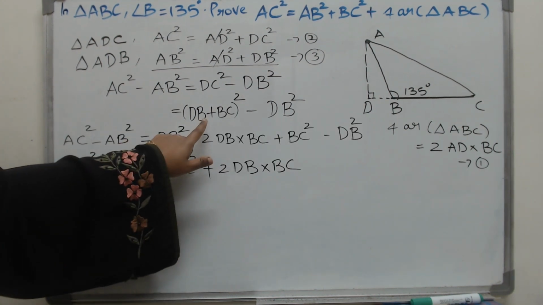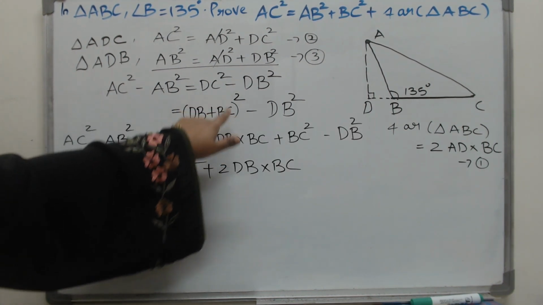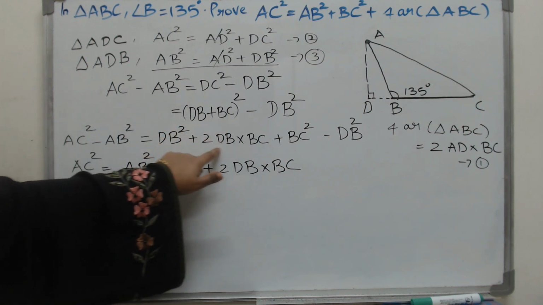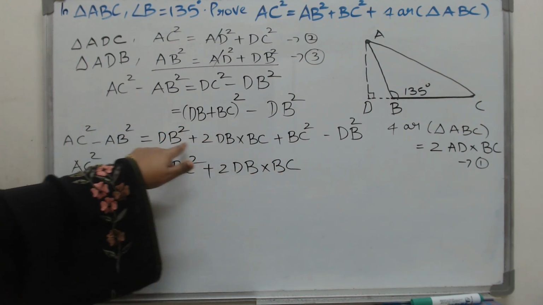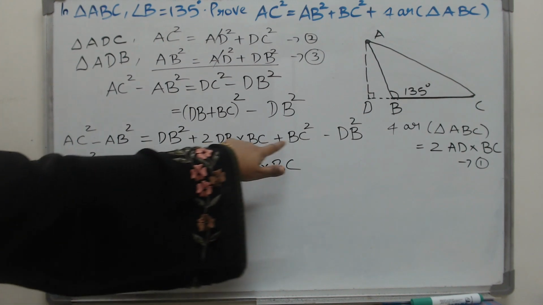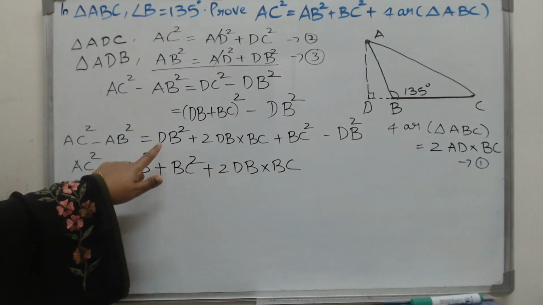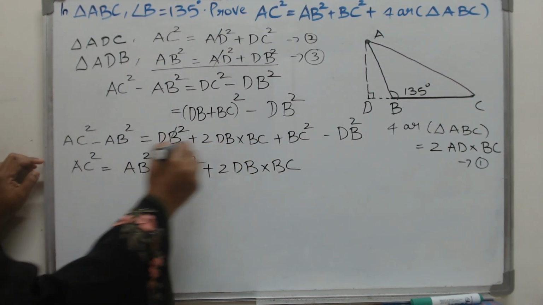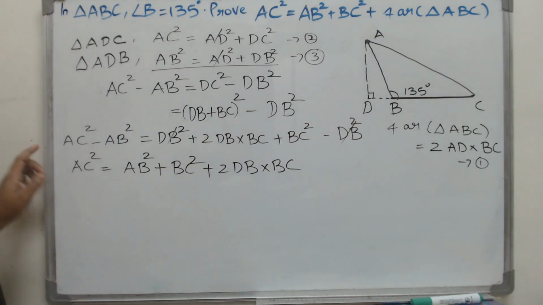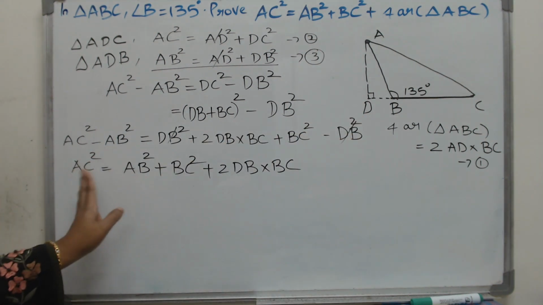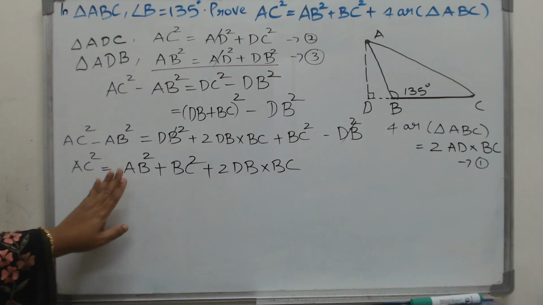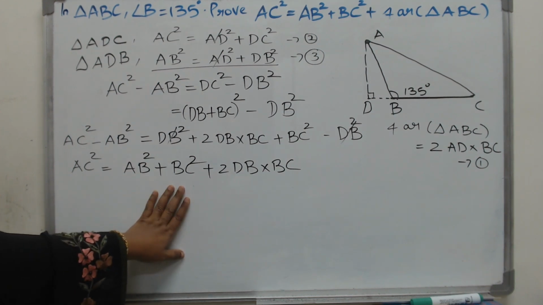Now we have applied A plus B the whole square and we have got such a term A square plus 2AB plus B square, and what do you see here? DB square, and a minus DB square. Let us take AB square to this side. Now this is the result that we have got.